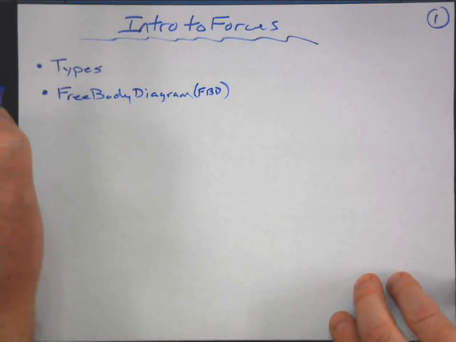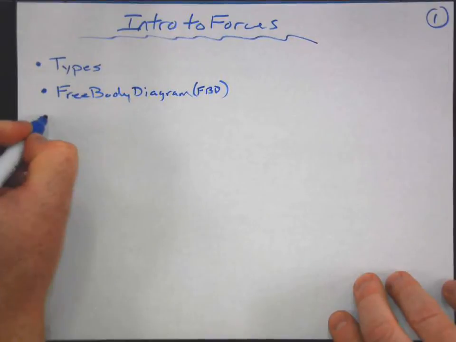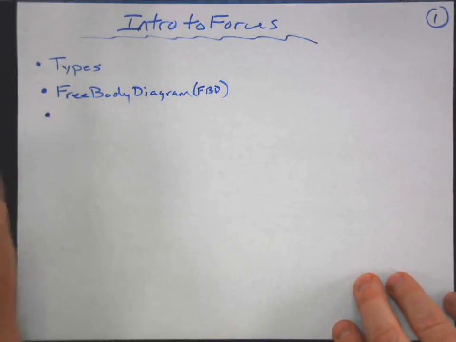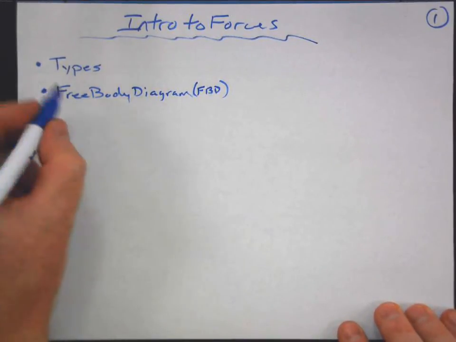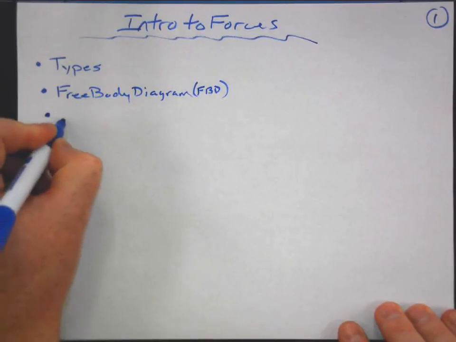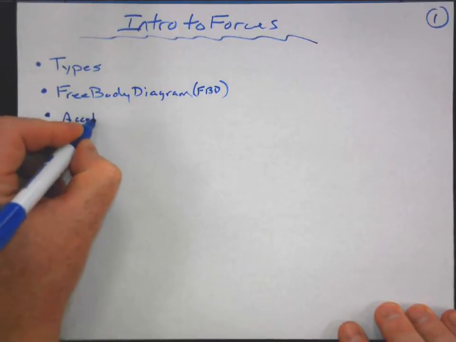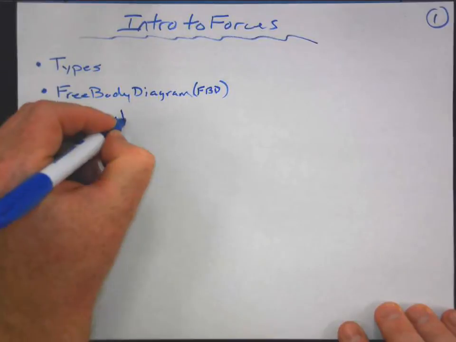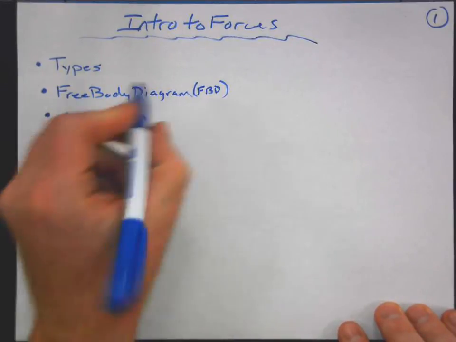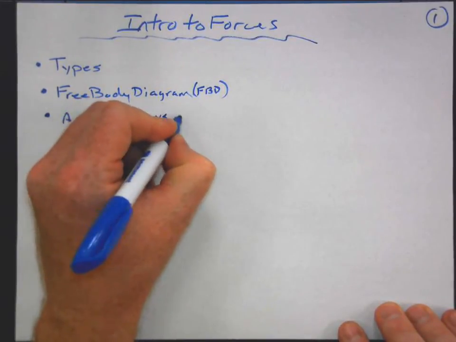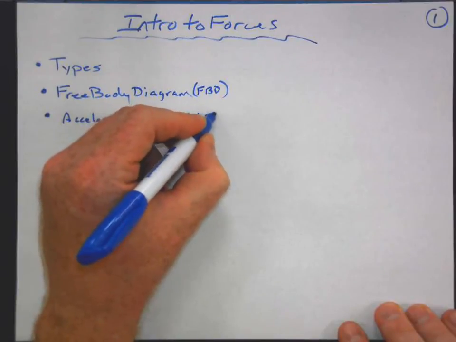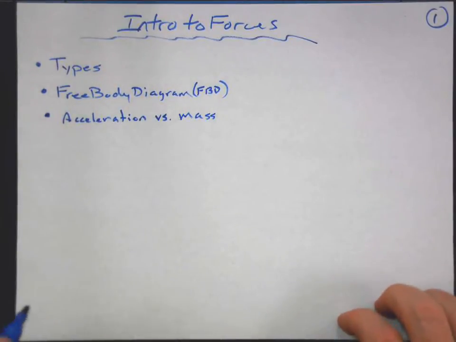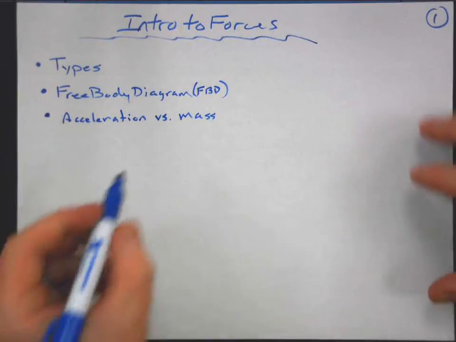And one last thing, and this is going to be really intense, really cool, is we're going to compare the acceleration that an object experiences to the mass of the object. We're going to see what we can learn from that comparison. So that's going to be in this video. There's a lot we're about to get started with. Here we go.